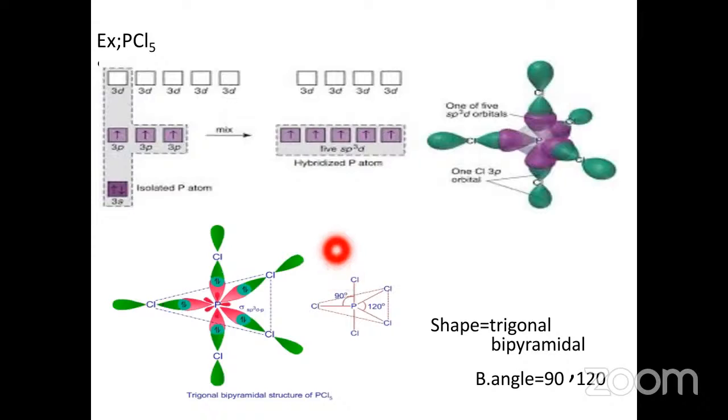Then the shape of this sp3d hybridization is trigonal bipyramidal and the bond angles are 90 degrees or 120 degrees. In this shape, the 3 P-Cl bonds are coplanar. The remaining two P-Cl bonds are axial in position, so that the shape is trigonal bipyramidal.